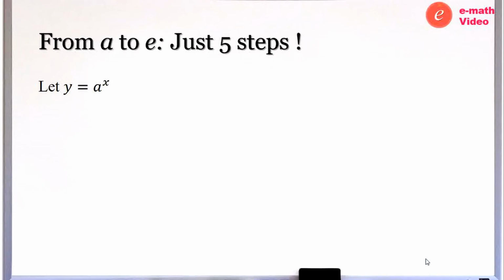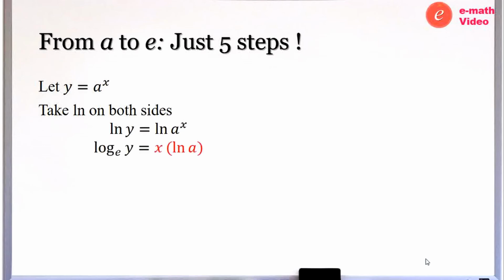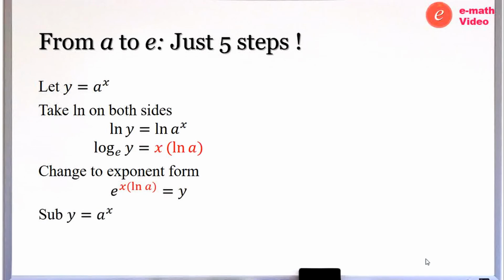We let y equal a power x, take natural logarithm on both sides. ln y equals ln a power x. Log base e y equals x times ln a. Change to exponent form. e power x ln a equals y. Substitute y equals a power x. So a power x equals e power x times ln a. I told you we can do this in 5 steps.